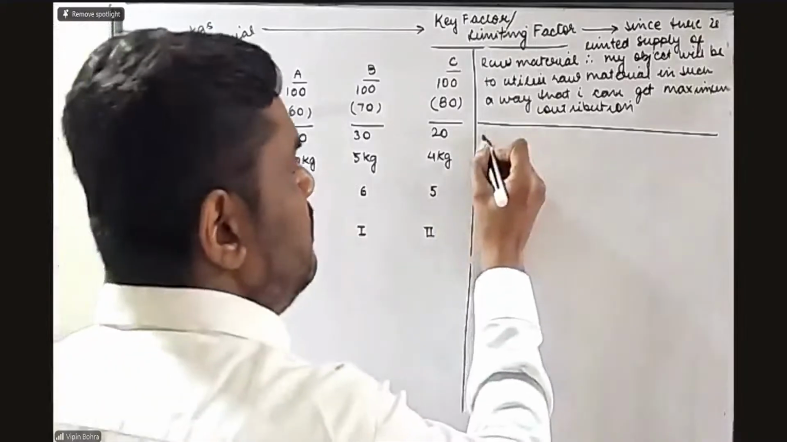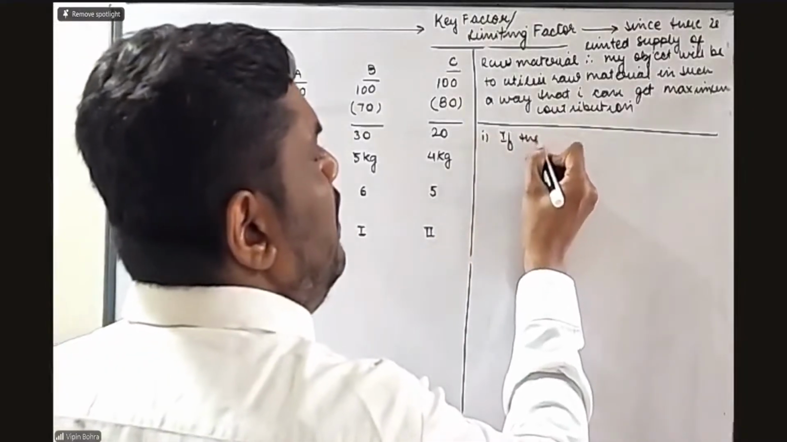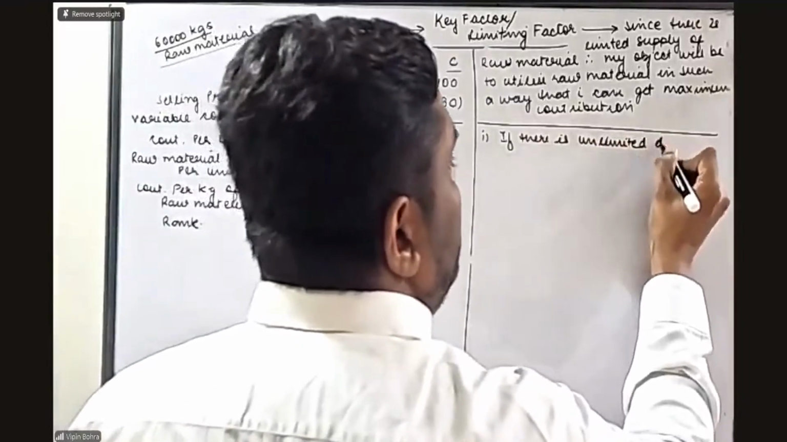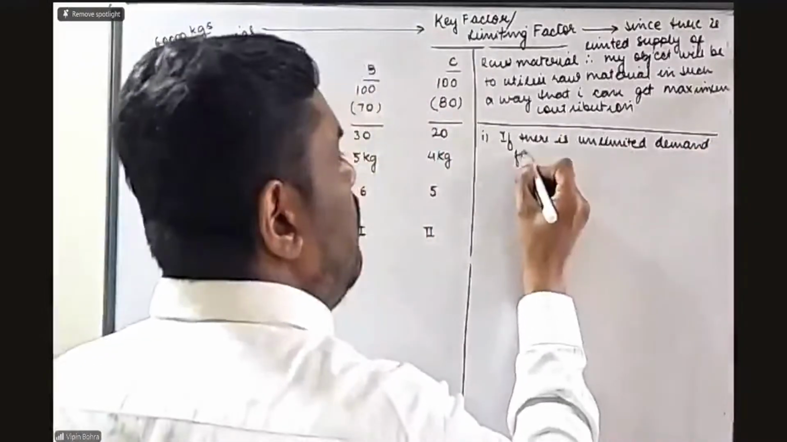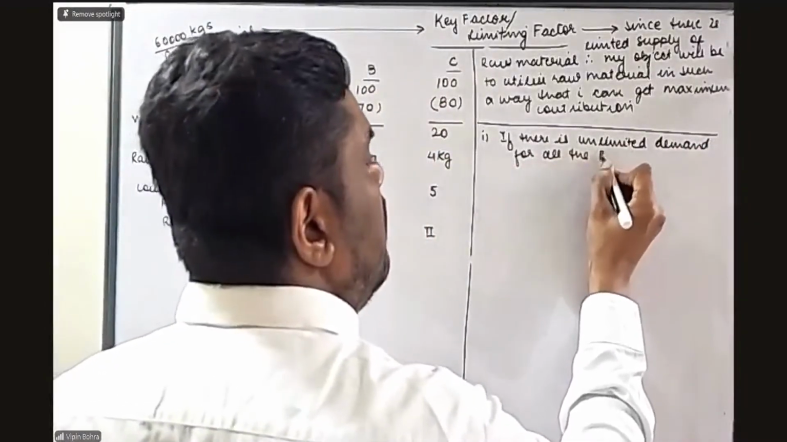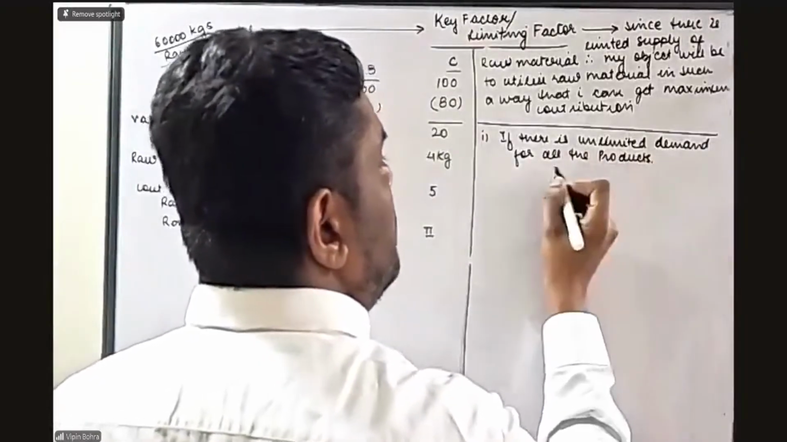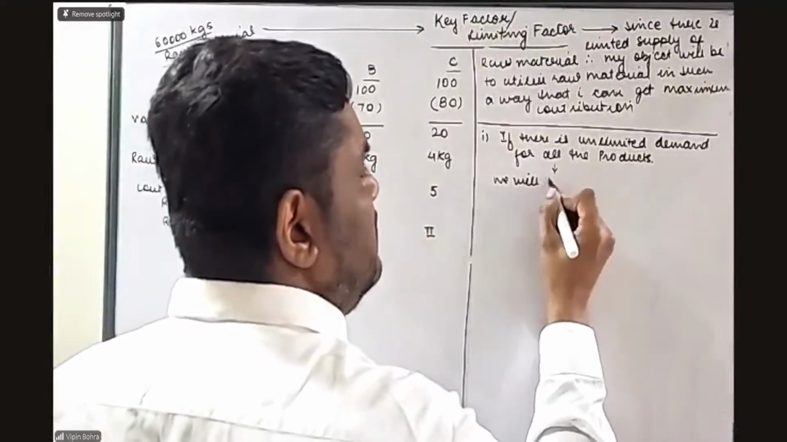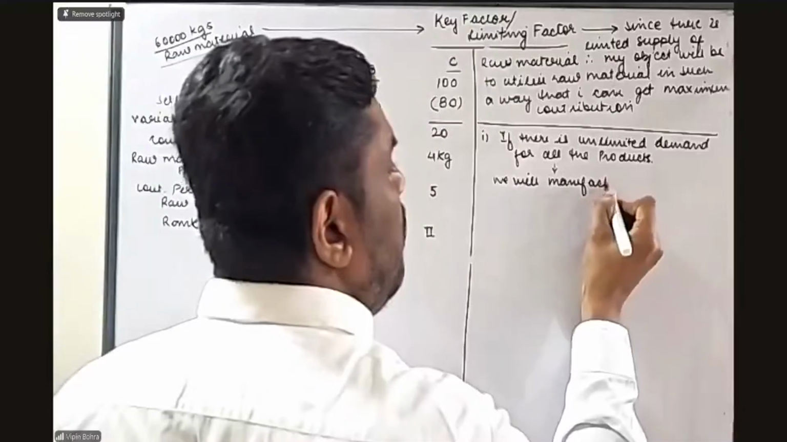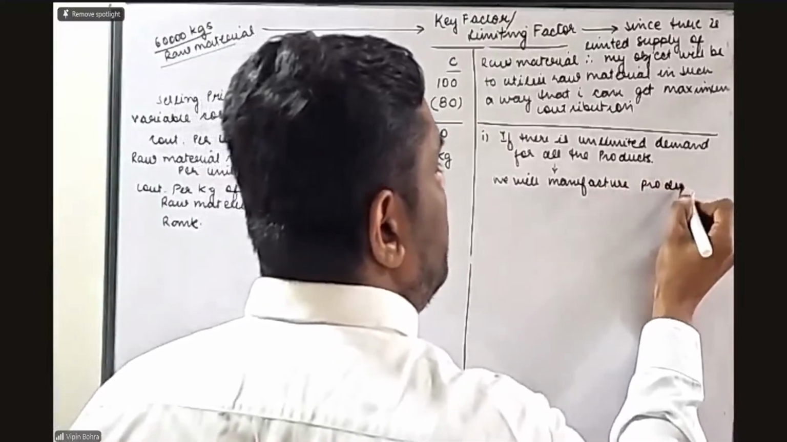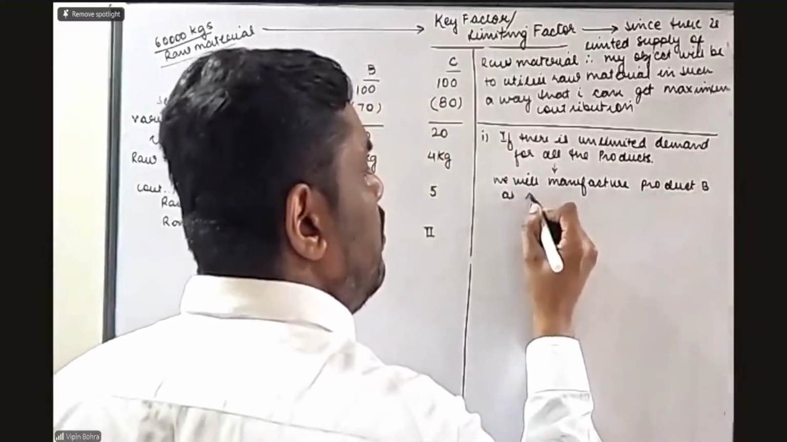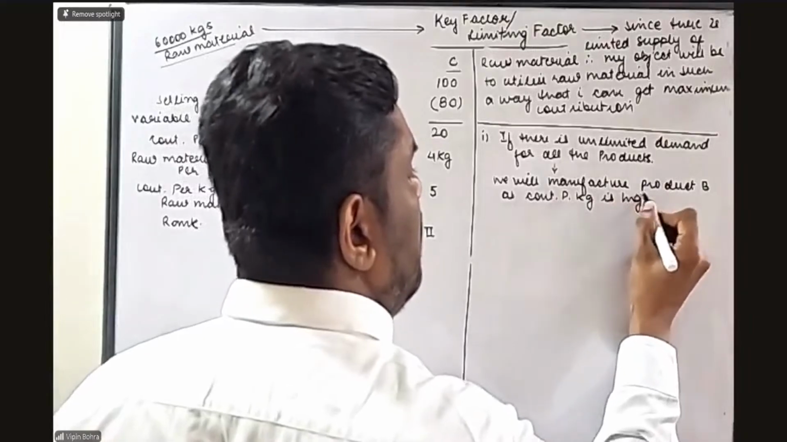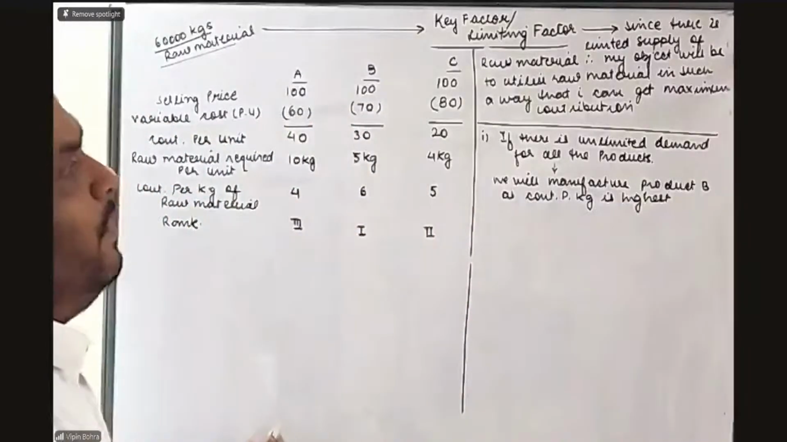But in B, the contribution will be the highest. So my first question: if there is unlimited demand for all the products, then we will manufacture product B, as contribution per kg is highest. So how many units of product B will be manufactured?